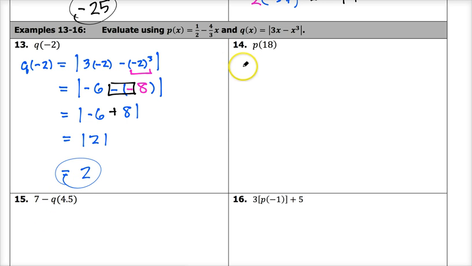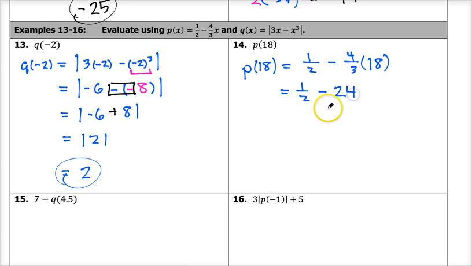14, p of 18. So this will be 1/2 minus 4/3 times 18. 4/3 times 18 is 24, so this will be 1/2 minus 24. And this becomes negative 47/2.